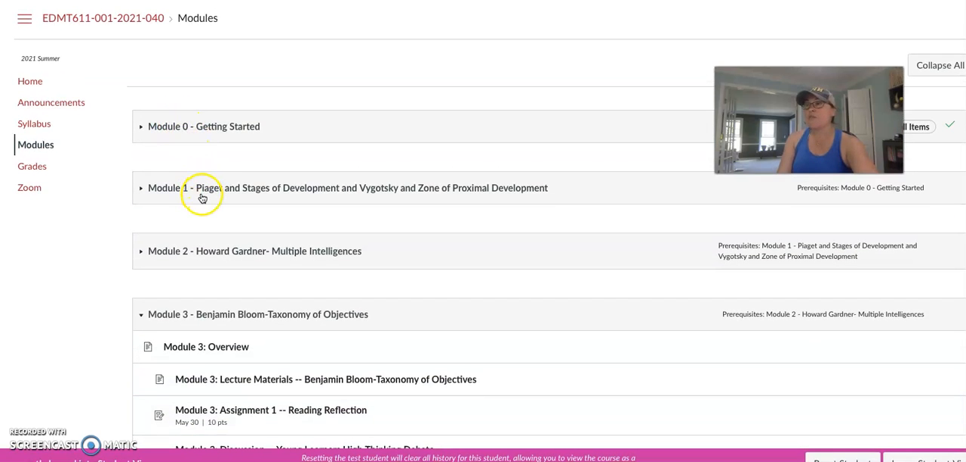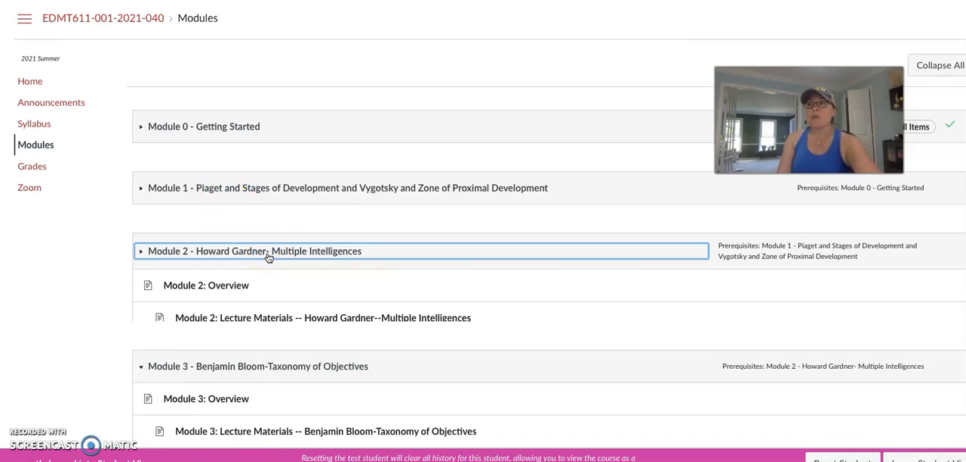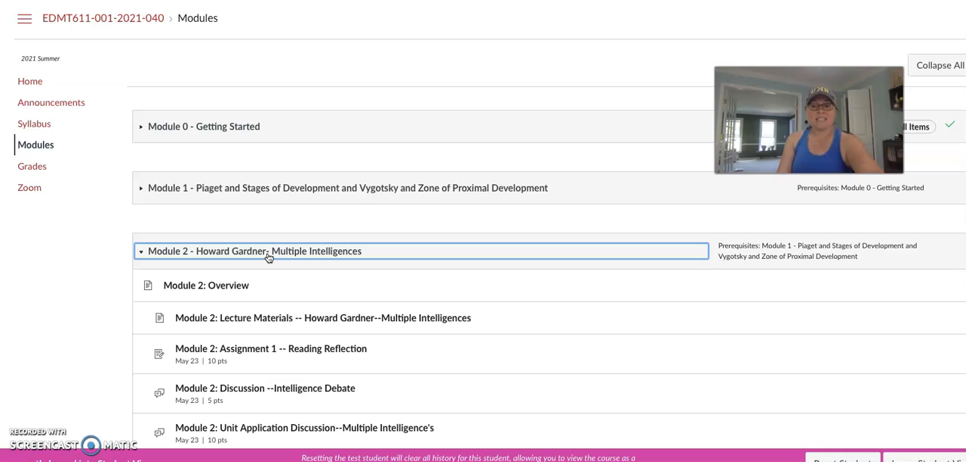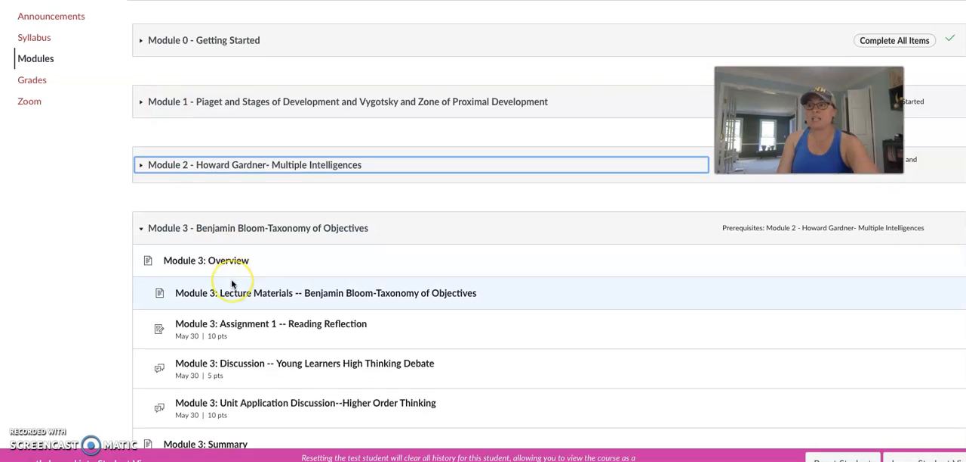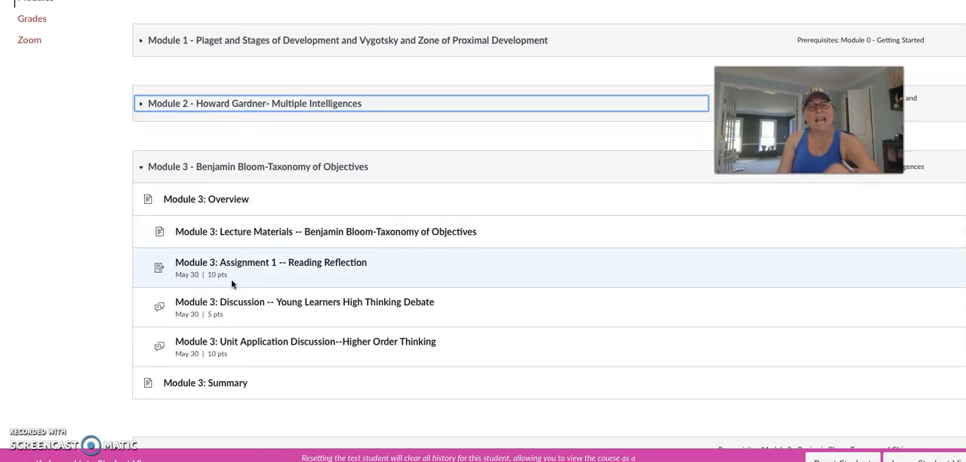We have finished Piaget and stages of development. We have completed Vygotsky and his ZPD, and we have talked about Howard Gardner and his idea of multiple intelligences. So this module right here is due this Sunday, May 23rd at midnight. And now we are going to jump into talking about Bloom's taxonomy. I really enjoy Bloom's taxonomy. I hope you do as well.